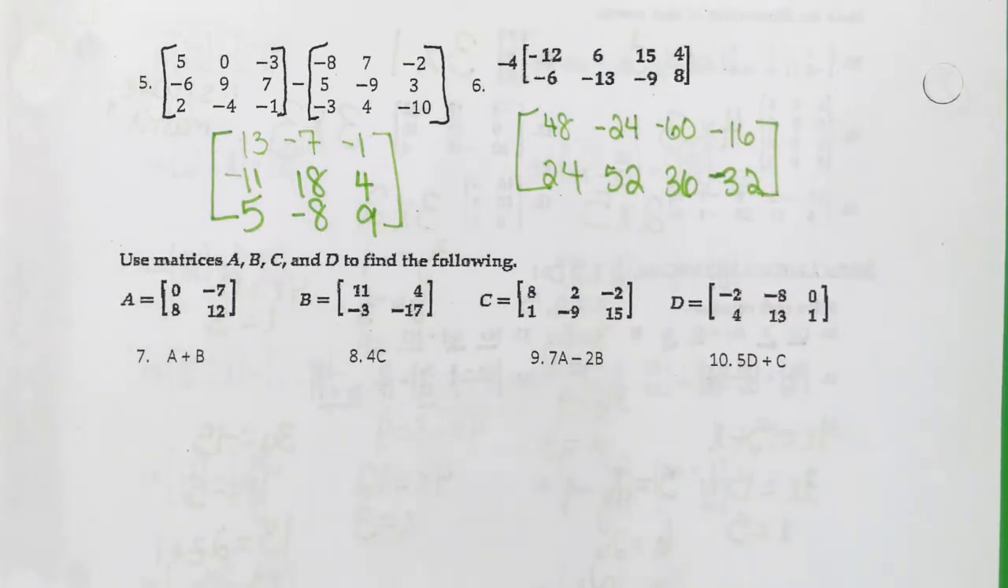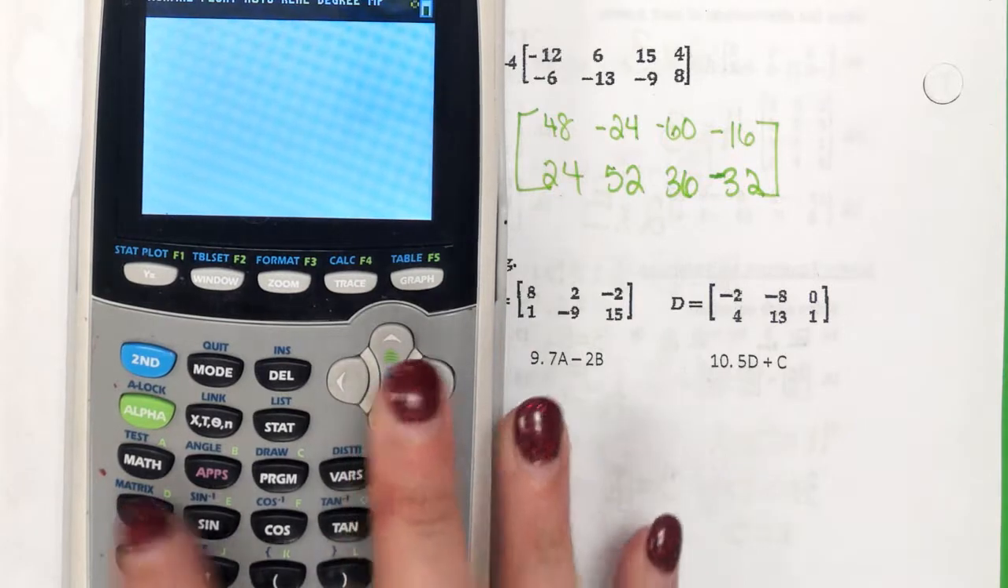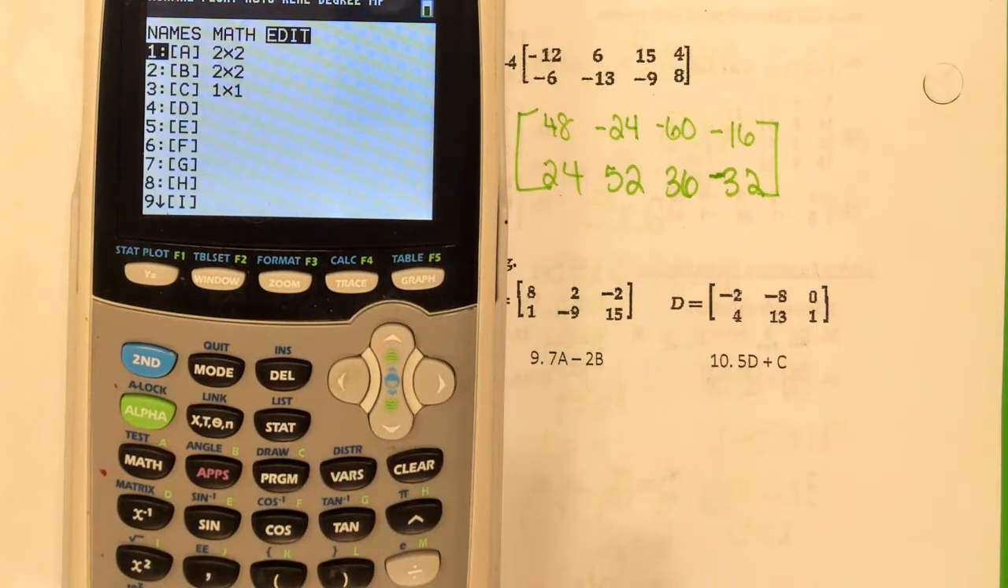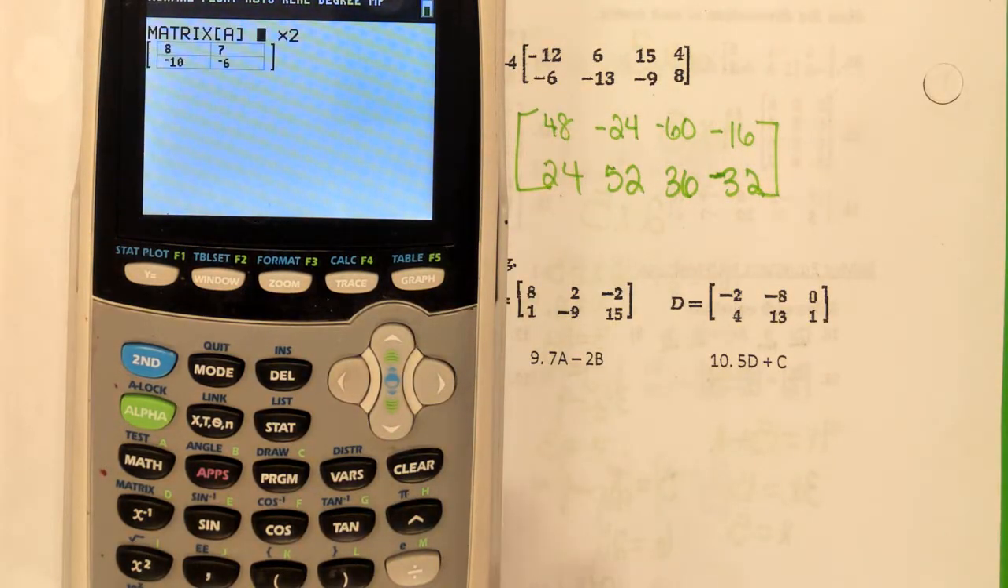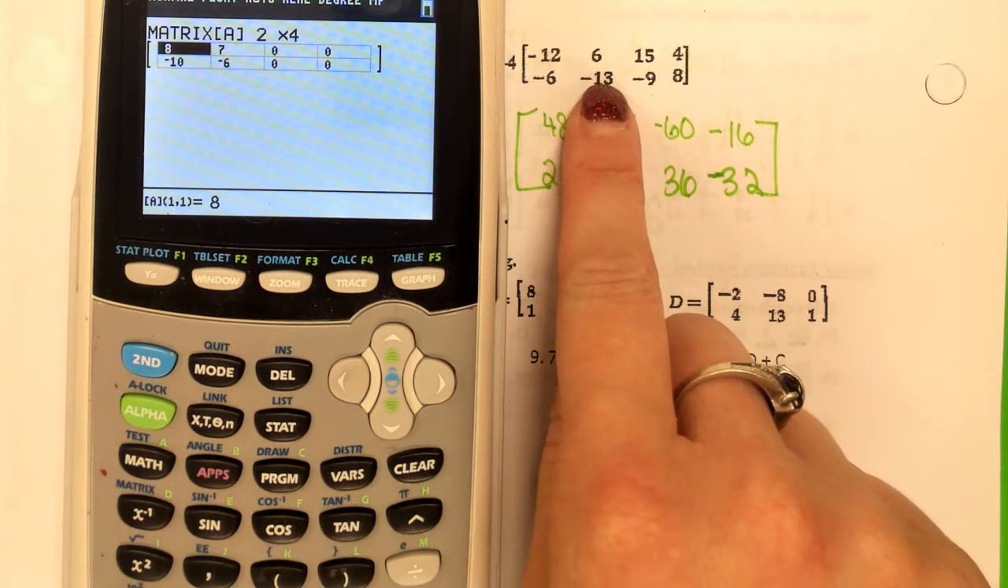Are y'all okay? All right, so how would you type this guy in? No, wait, you have to type in the matrix again. Go to your matrix. Enter. It's a 2 by 4. You're only typing in the matrix. This is the only thing that's the matrix, the thing with the brackets around it.